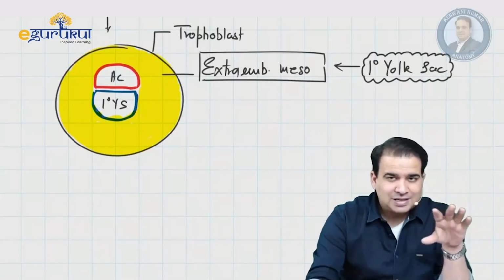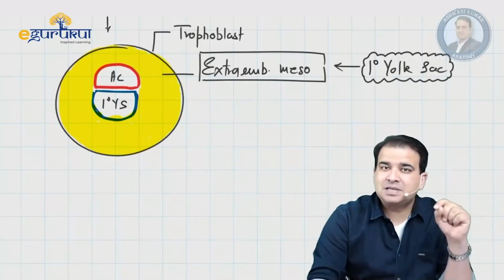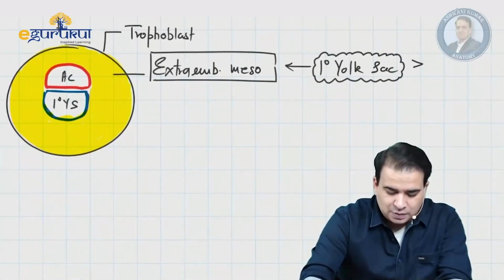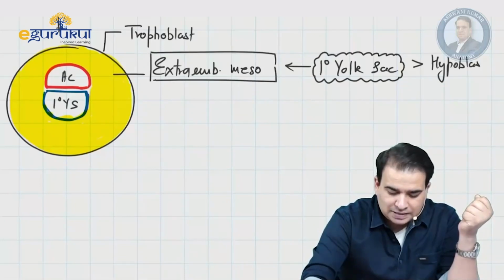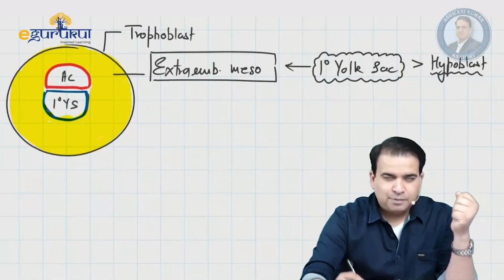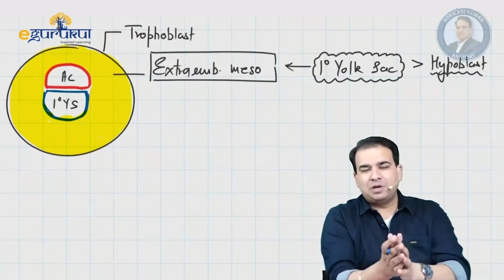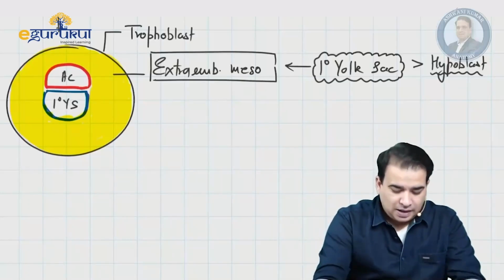If the primary yolk sac is not in the option, then your second best answer would be hypoblast. So the primary yolk sac is the best answer for where the extra-embryonic mesoderm is derived from. If it is not in the option, I would recommend you go with the hypoblast. Hypoblast will give rise to the Heuser's membrane, then the whole thing is called the primary yolk sac. So the primary yolk sac is the best answer. The second best answer is hypoblast.